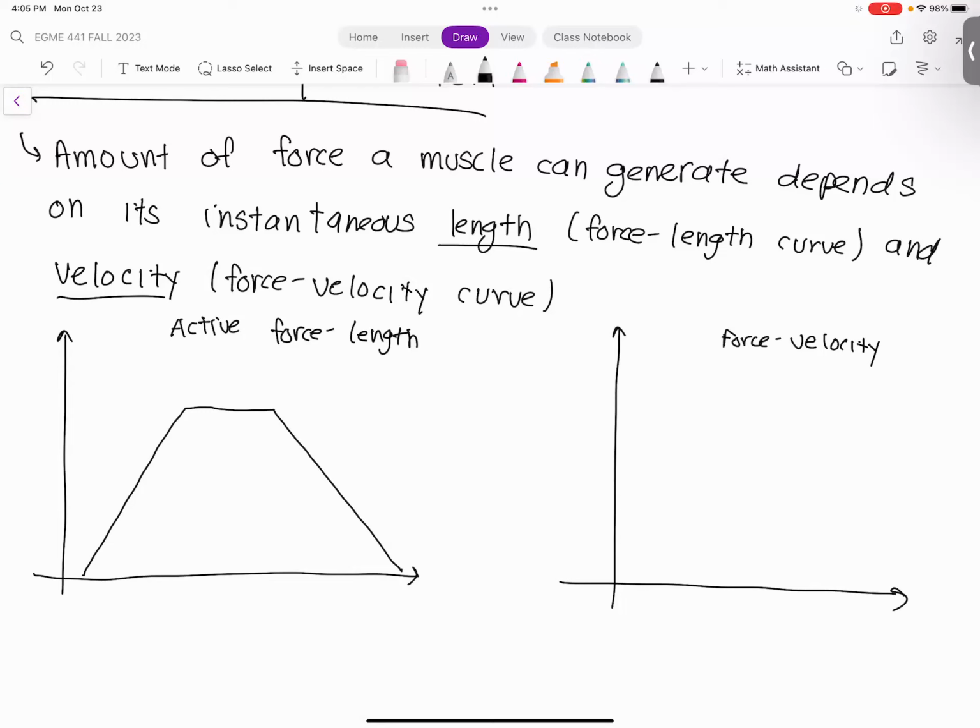We're not really going to concern ourselves with eccentric contraction. We're only going to look at the right side of the curve, so we're going to go from zero velocity. Remember, the maximum amount of force that your muscle can generate, at least on the right side of this curve, is when there's zero velocity, and we call that the isometric maximum.